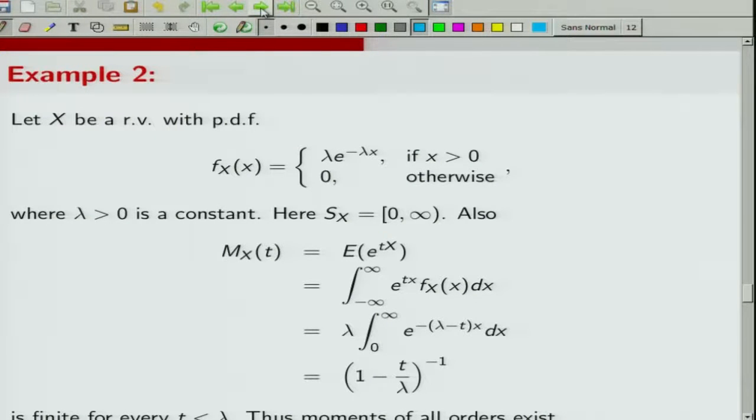Let x be a random variable of absolutely continuous type, and suppose its PDF is given by this, where lambda is a positive constant. You need lambda to be positive, otherwise this will not be a PDF, because this will not be a non-negative quantity.